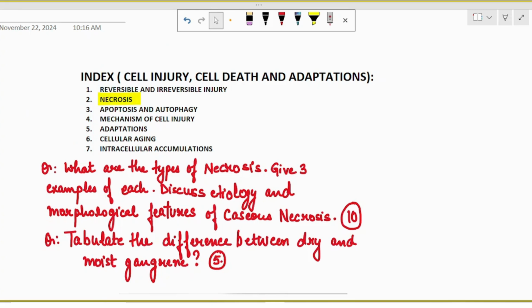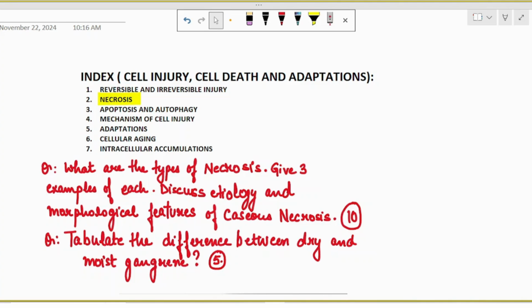Hello everyone. I'm going to start with the second topic of first chapter, that is necrosis. The form of questions that have been asked so far are: what are the types of necrosis, give three examples of each, and discuss the etiology and morphological features of caseous necrosis. It has been asked as a 10-mark answer, and the other form is tabulate the difference between dry and moist gangrene, that has been asked as a 5-mark answer.